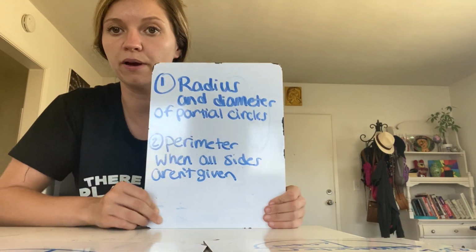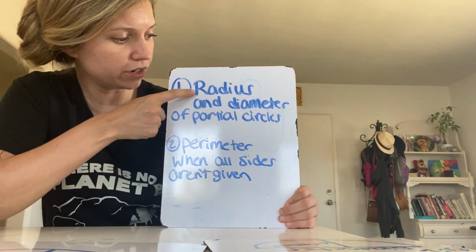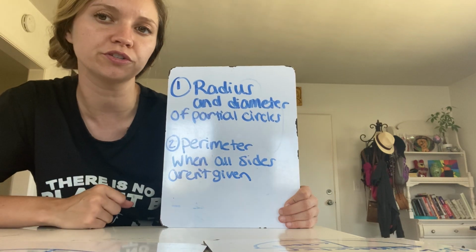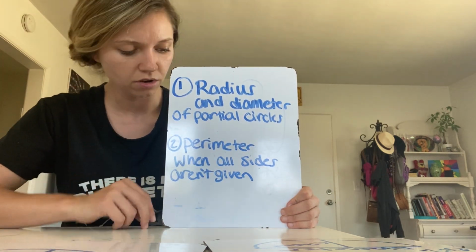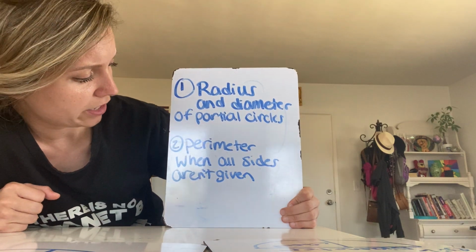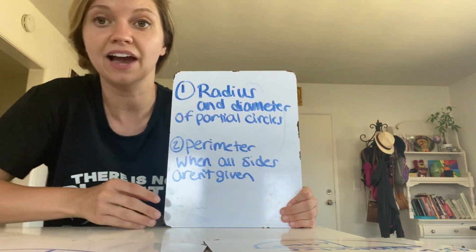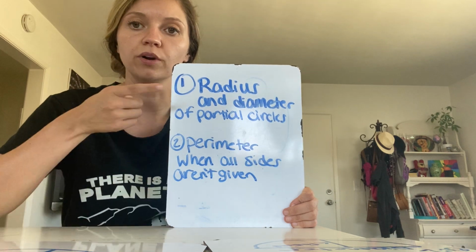Sadly, Miss Goodman's iPad went kaput, so I'm going to make a video of me showing you your lesson for today. Today, we're going to be talking about two things that I notice a lot of people are getting confused about with finding the circumference of partial circles and compound shapes. Number one, some people are getting radius and diameter of partial circles confused. I'll explain why in a second. Second, people are getting confused about perimeter when all sides are not given. Okay, so we're going to start with the first thing.